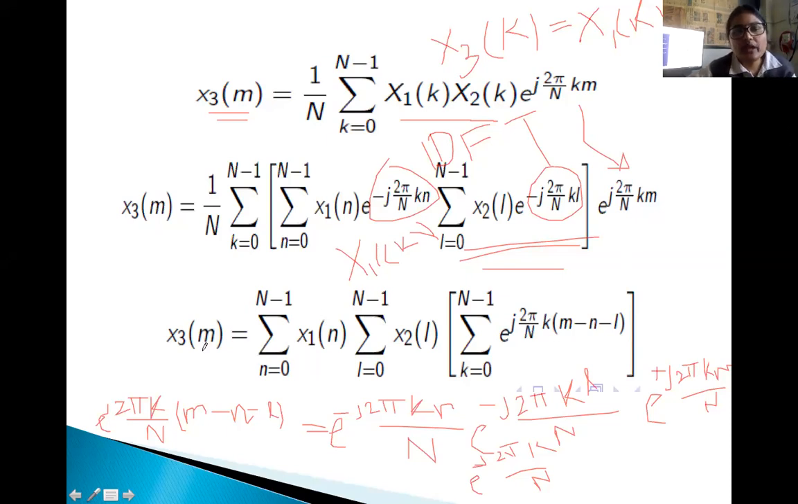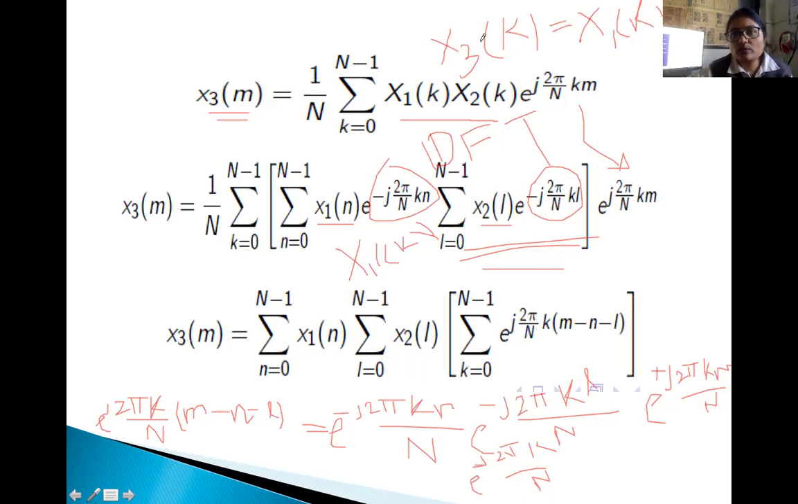So here x3 of m. पुढं next step ला काय केलंय आपण? This x2 of l and x1 of n, these two values we have taken outside. मग काय येणार आहे? ही summation x1 of n बाहेर घेतला ब्रॅकेटच्या. Summation x2 of l, this is also taken outside of this bracket. मग आतमध्ये काय राहिले? Only the exponent part will remain in the bracket.